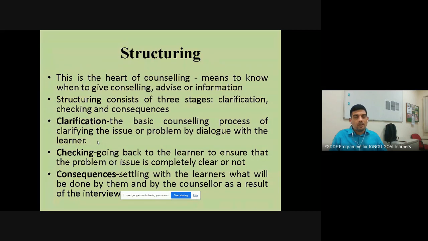Regarding structuring, as I have already said, one has to decide at what time which one is needed for whom. If any learner is seeking only information, then definitely we can provide them the information. If someone is seeking advice or suggestion, then accordingly we should provide it. And if somebody is seeking all three things, or we can say counseling, then based upon the individual requirements, we should provide that to the learners.